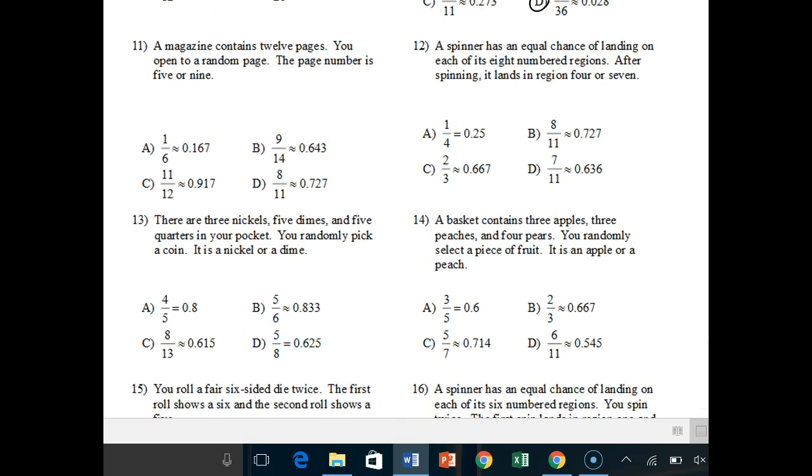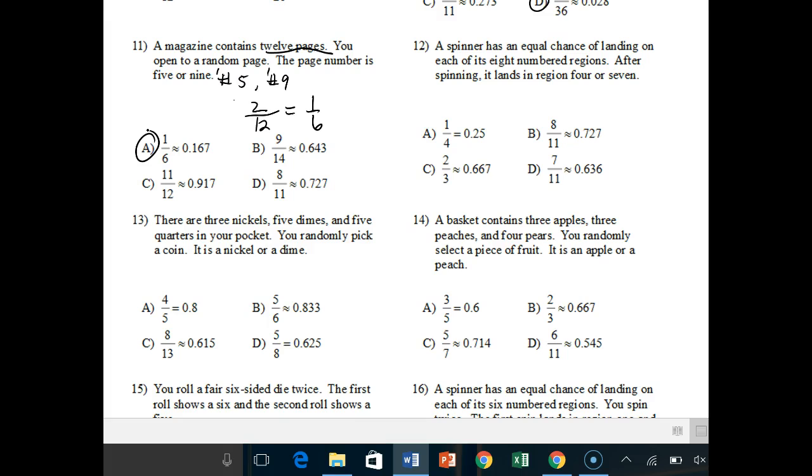All right, number 11, a magazine contains 12 pages. You open a random page and the page number is 5 or 9. So there's only going to be one 5 and only going to be one 9 in those 12 pages, right? There's only going to be one of these and one of these. So that's 2 pages out of the 12. So 2 out of 12, because there were 12 total pages, right, is your fraction, and then you simplify that. That's down to 1/6, so A. Kind of difficult to think about, but just think about it. If you read a 12-page book, there's only going to be one page 5 and only one page 9. What's the probability of randomly opening to either page 5 or 9? 2 out of the 12 pages, 1/6.